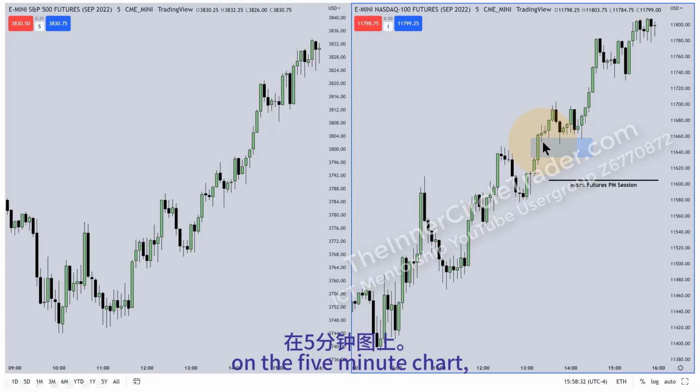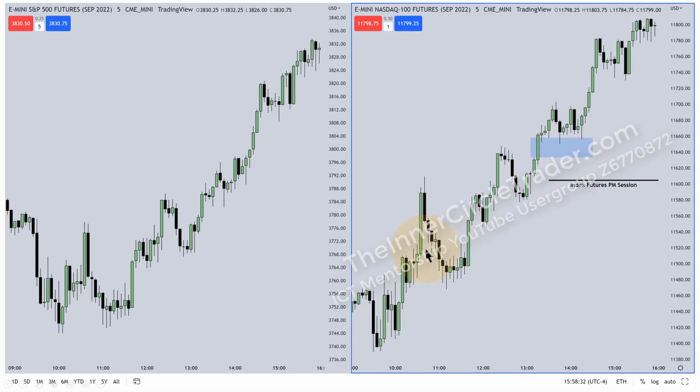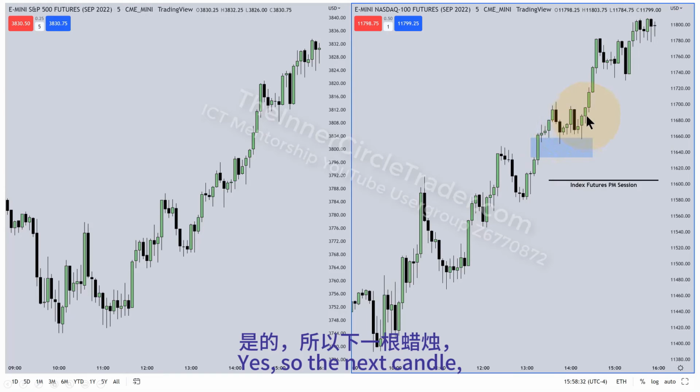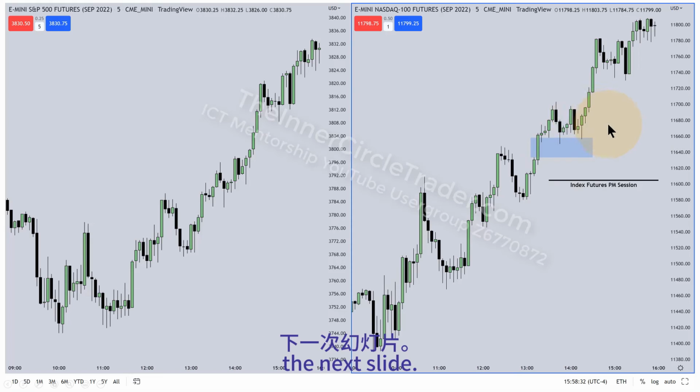That's this one here on the 5-minute chart, being refined. Trades down into it here, bounces down into it once more, and then I'm looking at this breaker, which is really hard to see here, but I promise I'll go down to a lower time frame in a moment. During the index futures PM session, I'm focusing on that. The market's been supporting price. All down closed candles have been supporting price. Bearish candles, order block, rally. Fair value gap, digs into it. Institutional order flow entry drill. Does it rally up? Yes. Does it find some support here? Yes. So the next candle, I want to be looking to go long. And we're inside this bullish breaker, which will look more obvious when we get into the next slide.